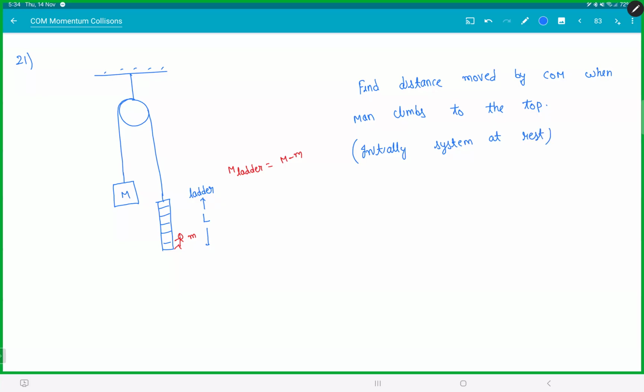Is the question clear, everyone? Others, do keep your cams on. So the mass of the block is capital M, the mass of the man is small m, and the ladder is capital M minus small m. So if he's not moving, on both sides the weights are balanced.